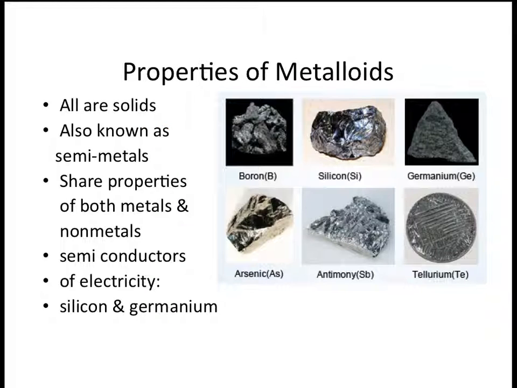And then you have your metalloids. Your metalloids are all solids, also known as semimetals. They share properties of both metals and nonmetals. They can be semiconductors of electricity, meaning sometimes they are good conductors and sometimes they're not. And two of the most popular semiconductors are silicon and germanium.